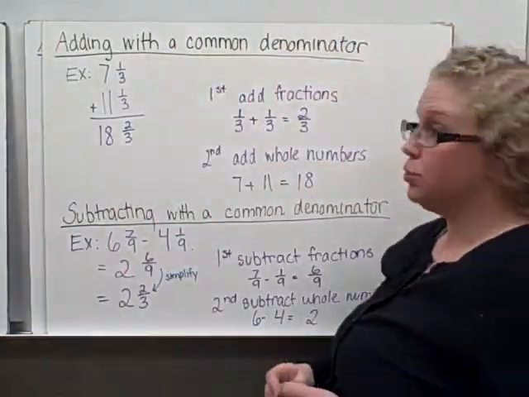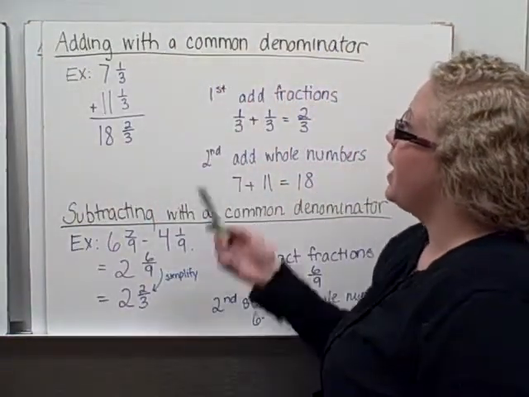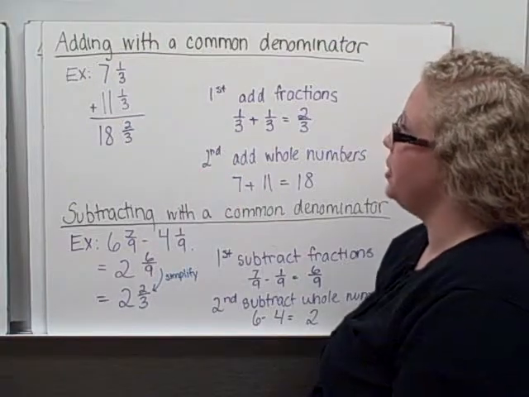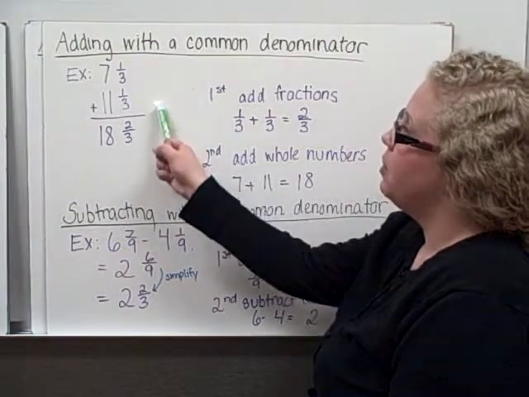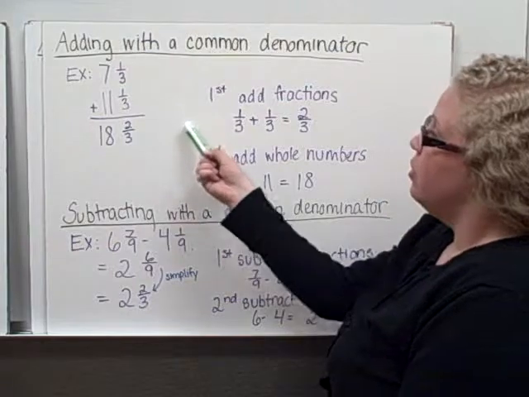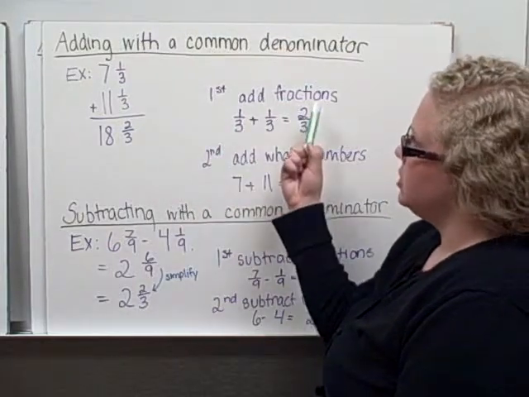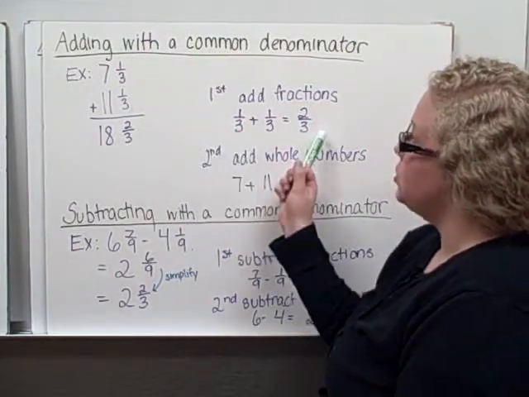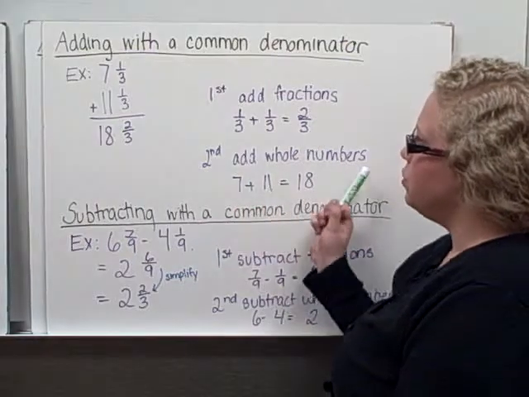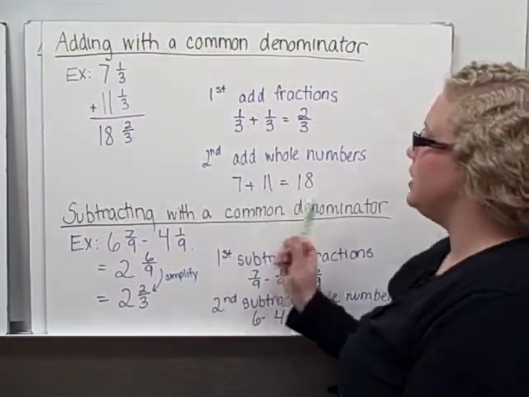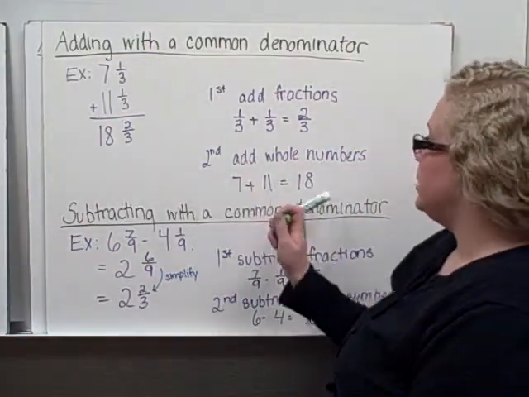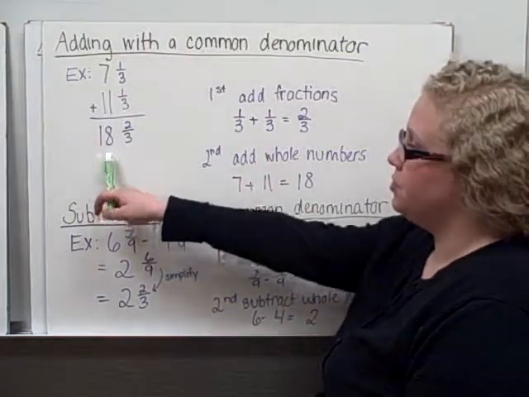We're going to put these rules to use and add mixed numbers with a common denominator. 7 1/3 plus 11 1/3. First thing we want to do is add the fractions. So 1/3 plus 1/3 is 2/3. And then we add the whole numbers. 7 and 11 is 18. So our answer is 18 and 2/3.